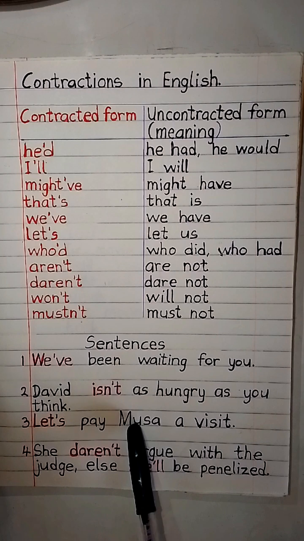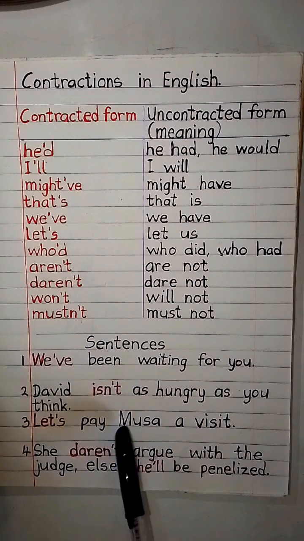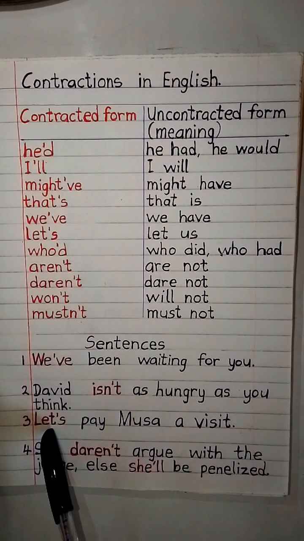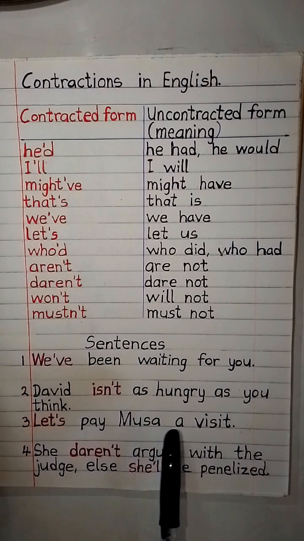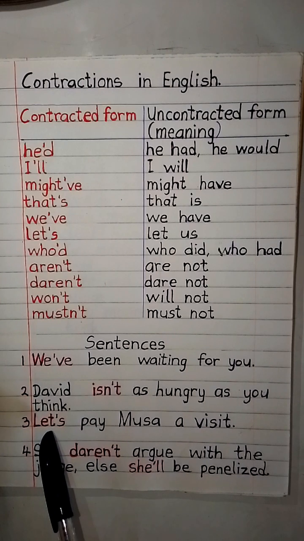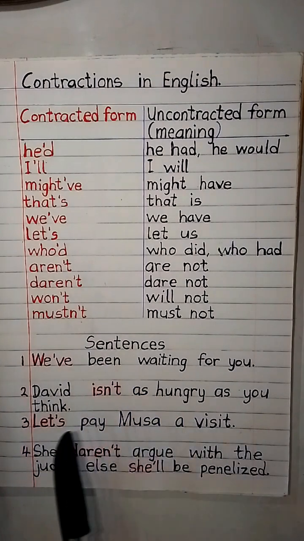Then let's go to the number 3. Let's pay Musa a visit. Let's here means let us. So then we're saying let us pay Musa a visit. So let's pay Musa a visit.